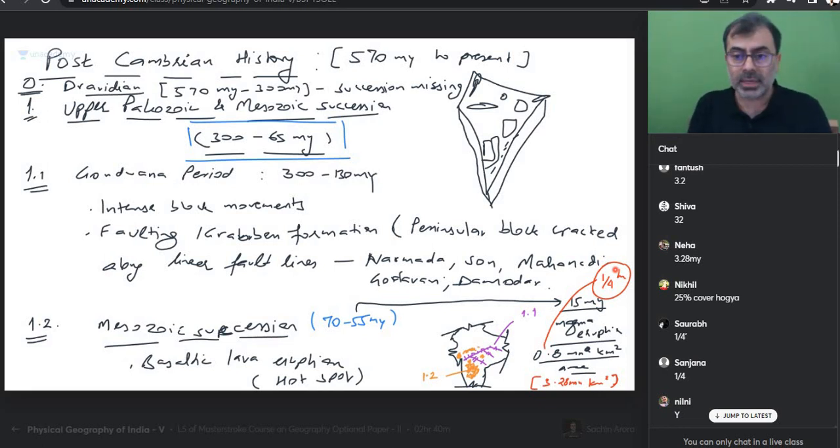Sir, why did it erupt for 15 million years? It should erupt all at once and finish, true or not? So why 15 million years? Brother, the Indian plate is moving at a rate of 11 centimeters per year. It is moving slowly. 15 million years it took to cross that hotspot.